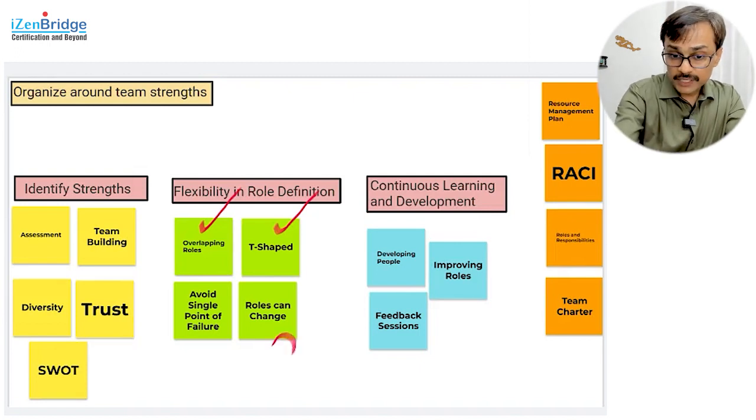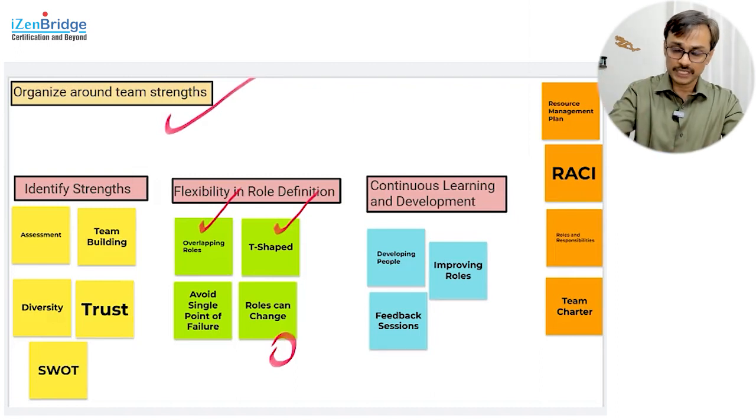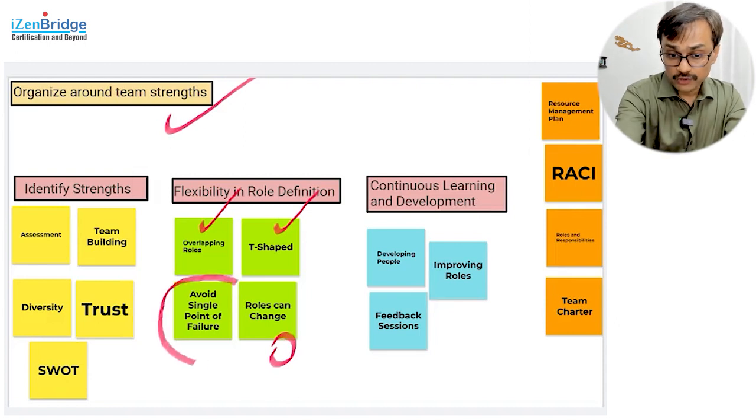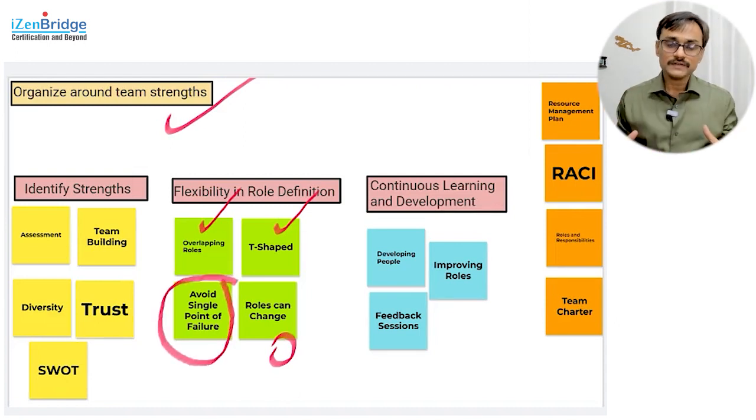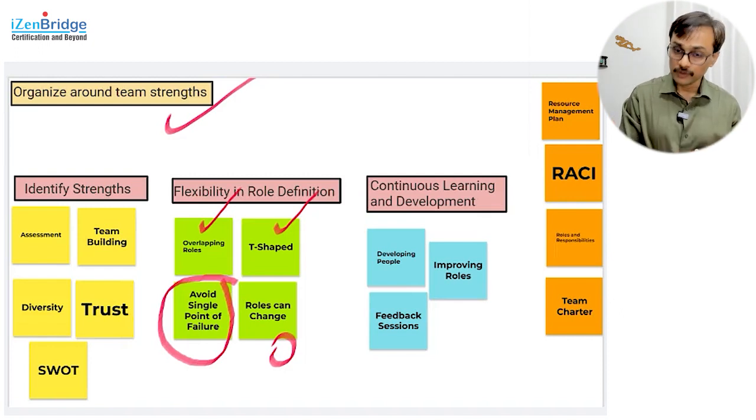Roles can change over a period of time, so we are flexible in role definition because my idea is to organize around team strength. Some people may acquire some strengths. We may need to give them the opportunity to apply those strengths in our work and take maximum benefit for the project. And I need to avoid a single point of failure, which means I should not have a situation where one person can only do one type of work, which can create a problem for my whole team. Because my goal is that I take care of the whole team together.